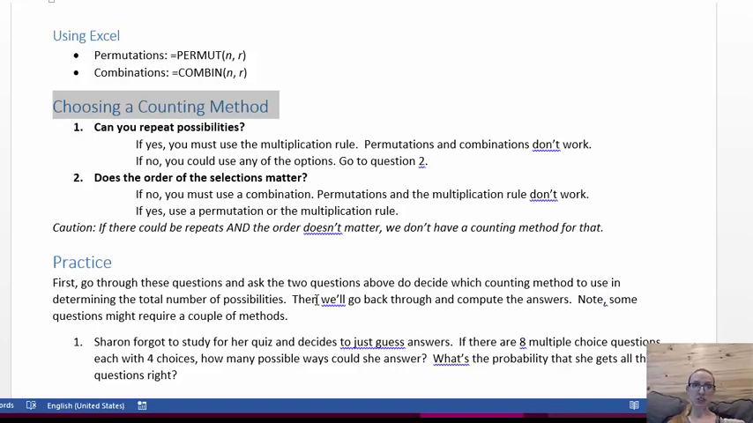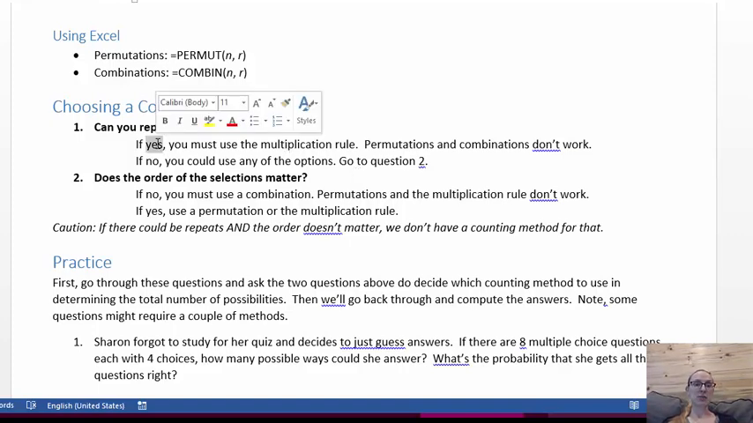There's really two questions you need to ask. One is, can you repeat possibilities? If you can repeat options, like with the board of directors, if you could have the same person selected multiple times, then that has to be a multiplication rule. If you can repeat possibilities, you have to use the multiplication rule because permutations and combinations assume that selections can only be picked once. It's sort of without replacement. If you can't repeat possibilities, we could potentially use any of them.